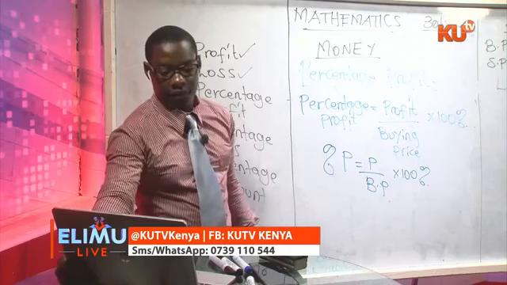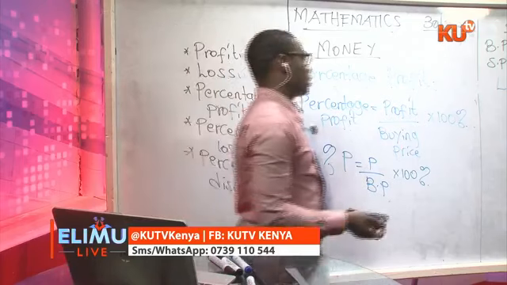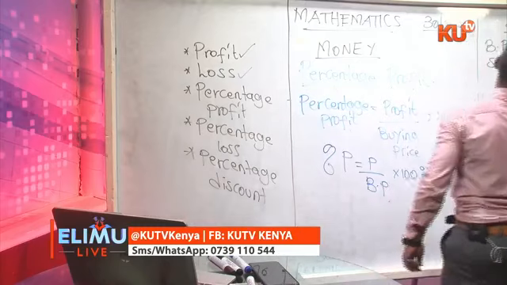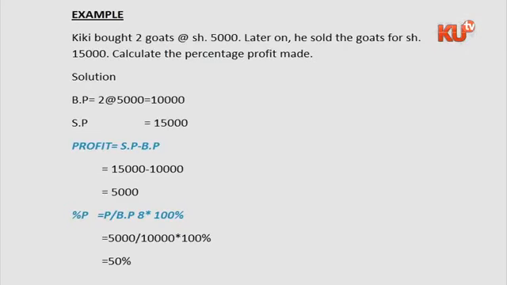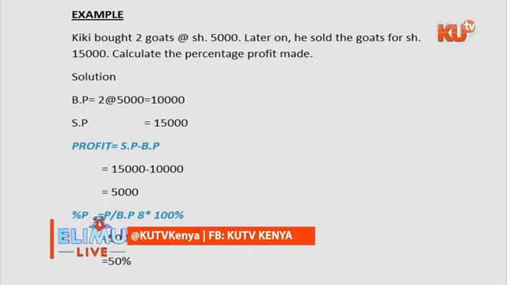So we can have an example to work out the question. I will read the question as you can also see it on your screens. The question is, Kiki bought 2 goats at 5,000 shillings each. Later on, he sold the goats for 15,000. Calculate the percentage profit he made. I repeat the question. Kiki bought 2 goats at 5,000 shillings. Later on, he sold the goats for 15,000 shillings. Calculate the percentage profit made.